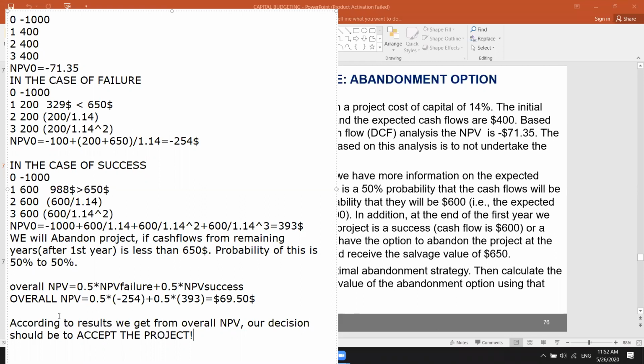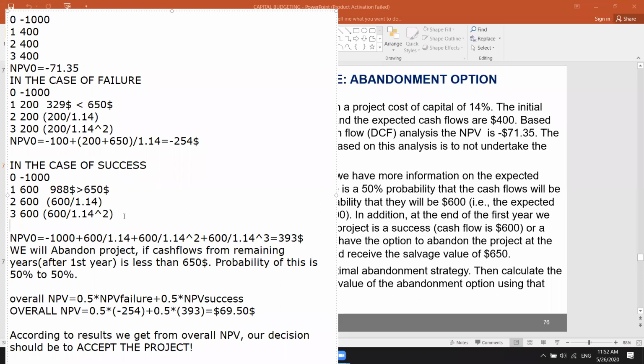Okay, how we did. Look, we said that if the project fails, we will sell the project. But when we are selling the project, we are selling at the end of the first year. When we sell it, we receive this $650. That's why we are comparing with $650. So the remaining cash flows, we should bring them to the sale year, which is year one. When we discount this $600, we are not discounting to year 0, we are discounting them to year 1.